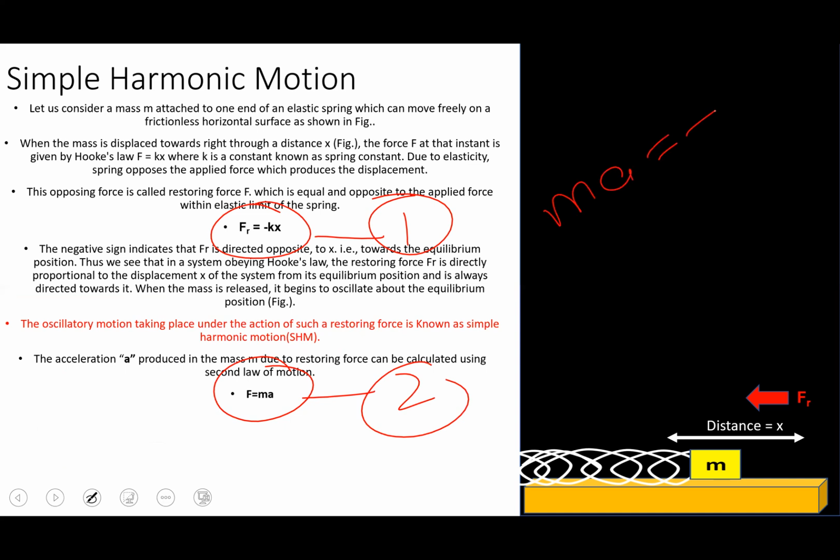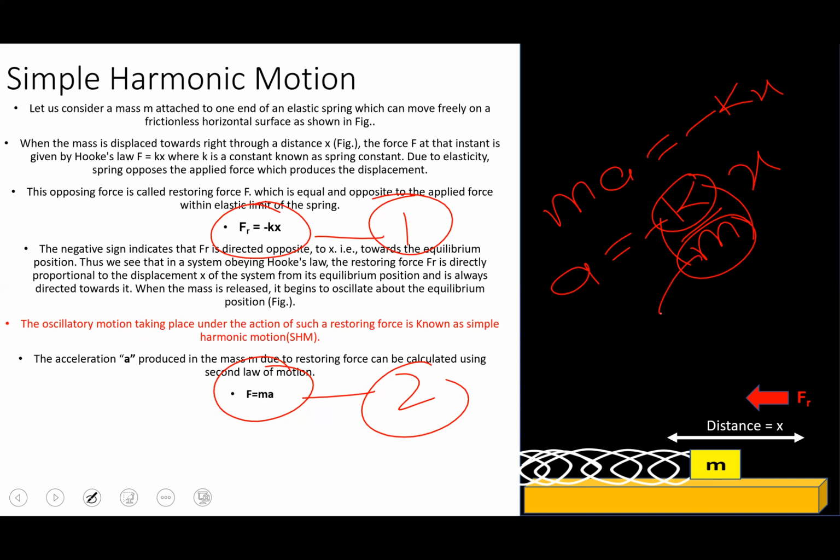ma is equal to minus kx. So, if we rearrange the equation, it will be minus kx over m into x. Now, in this case, both k and m are constant values. This one is the spring constant, and as you know, mass is constant throughout this procedure.